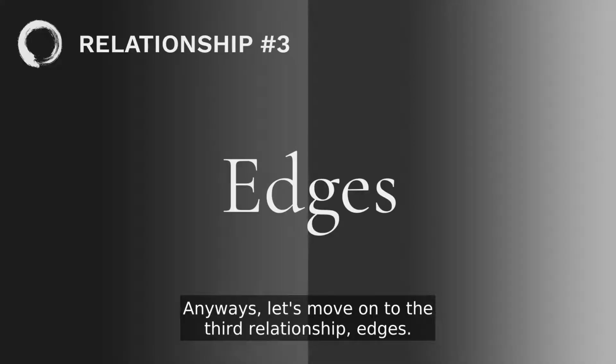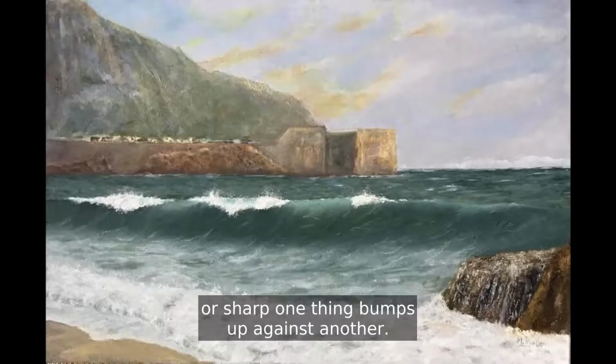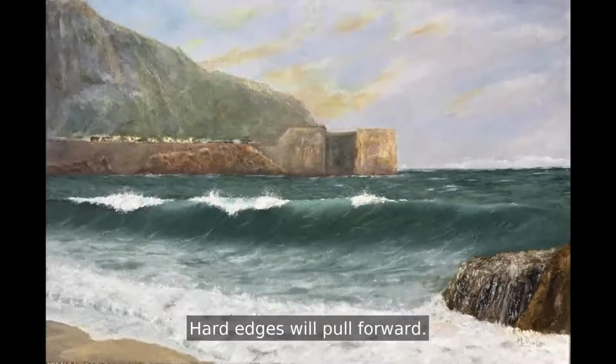Anyways, let's move on to the third relationship, edges. Edges are how soft or sharp one thing bumps up against another. Soft edges will fall back, hard edges will pull forward, so we can use those relationships to create the effects that we want.